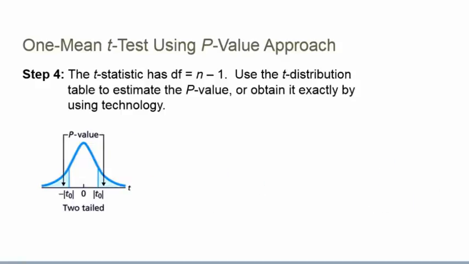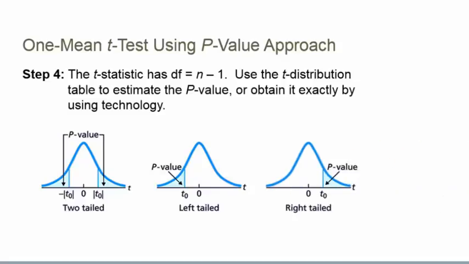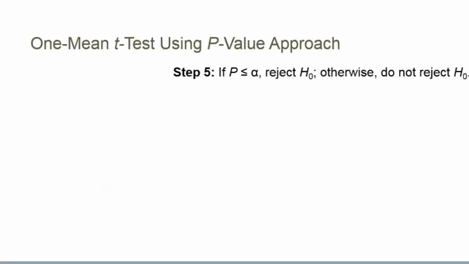For a two-tailed test, our p-value would be the sum of the area to the left of negative t sub 0 and to the right of t sub 0. For a left-tailed test, the p-value would be to the left of t sub 0. For a right-tailed test, the p-value would be to the right of t sub 0.